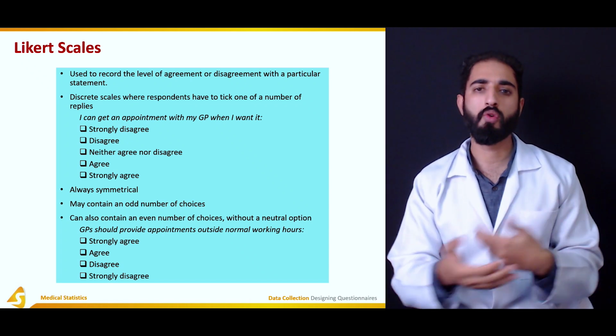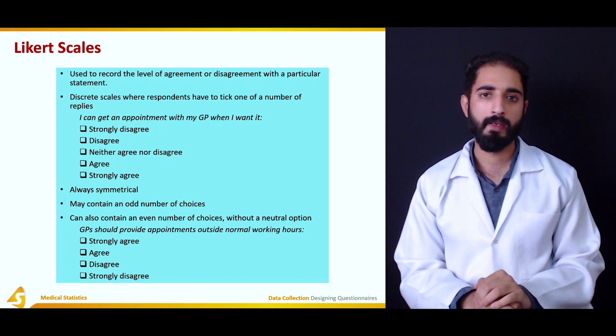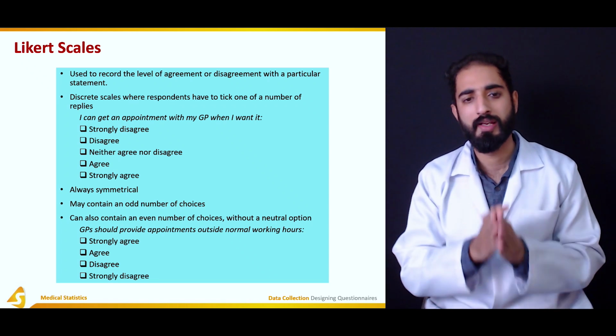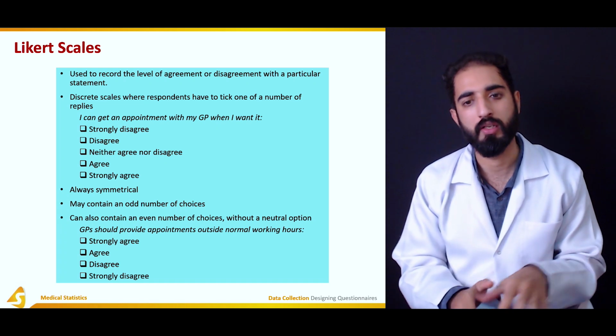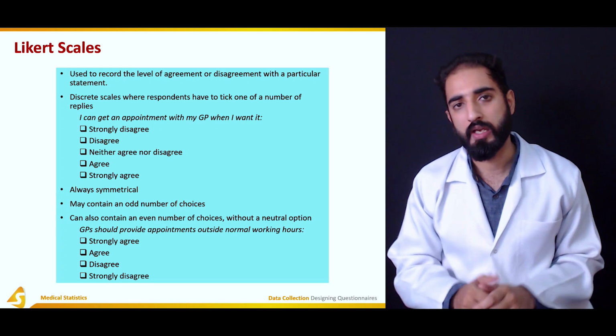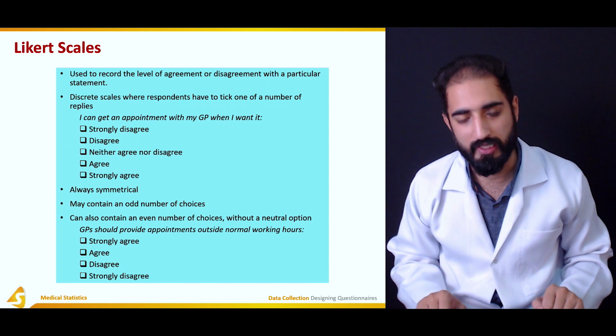Now, when you make a questionnaire or use one that is already there, you see that Likert scales are very commonly used in questionnaires. So what is actually a Likert scale? A Likert scale is a scale used to record the level of agreement or disagreement with a particular statement, using different options like strongly agree, disagree, etc., which we'll look at in examples.